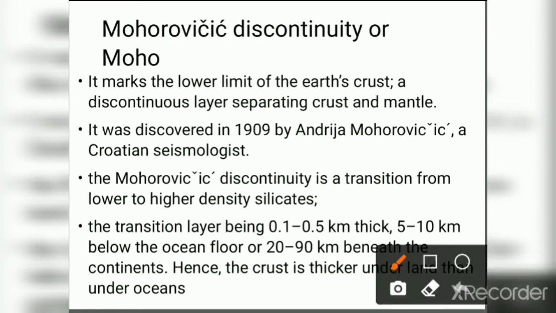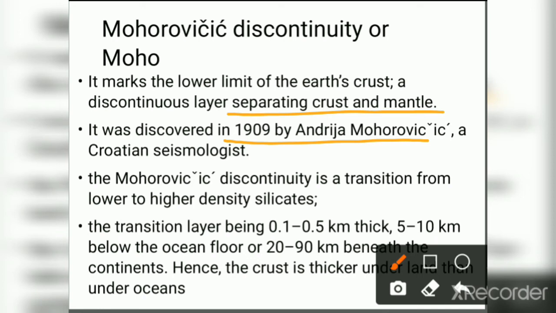Second one is Mohorovičić discontinuity, also known as Moho discontinuity. It marks the lower limit of Earth's crust, a discontinuous layer separating crust and mantle. It's a first order discontinuity. It was discovered in 1909 by Andrija Mohorovičić, a Croatian seismologist.